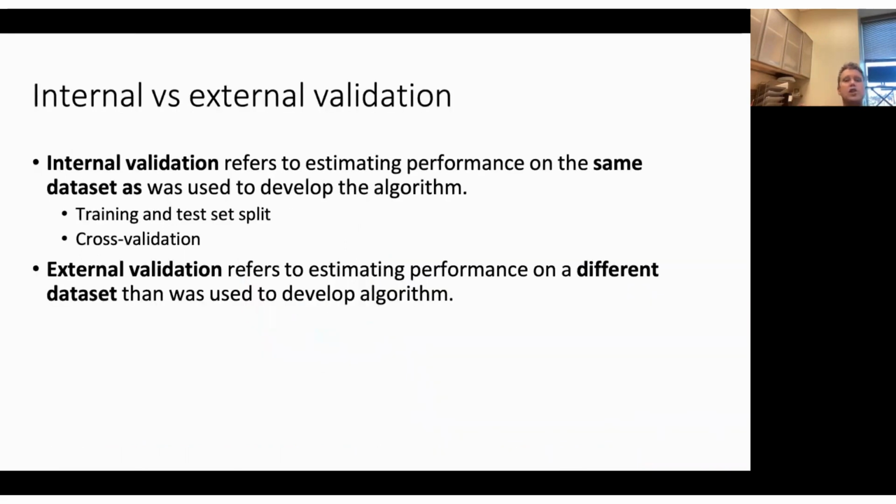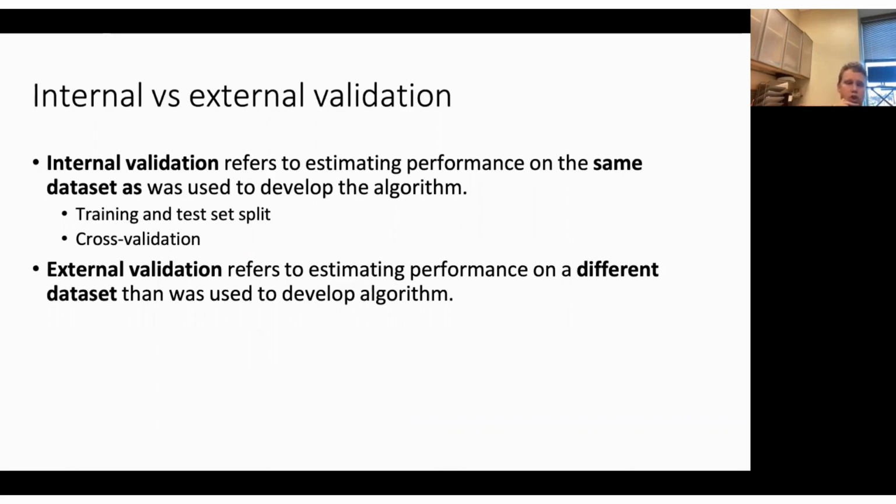Then there are two ways of doing validation. There's internal validation, which is probably more common. That's the first step you would do, which is basically evaluating the model on the same data set as was used to develop the model. And that can be done either through training and test set splitting or cross-validation.